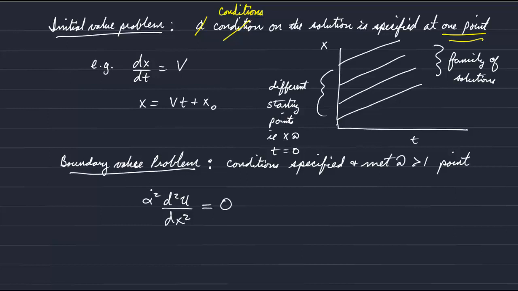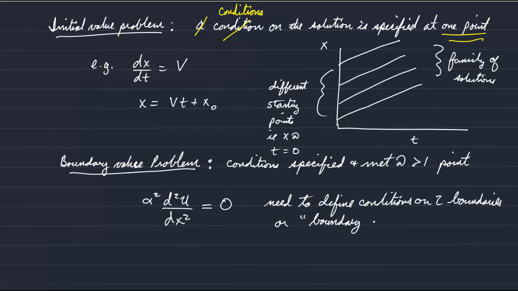And to solve this for a certain amount of diffusion, we would need, for example, to define the conditions of U on two boundaries. In other words, we need to define the boundary conditions. Or I should say that if the problem is phrased such that conditions are defined at two boundaries, then that makes this a boundary value problem.